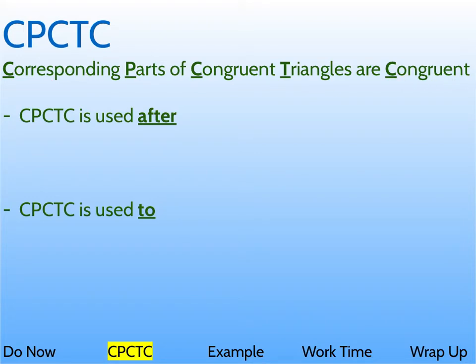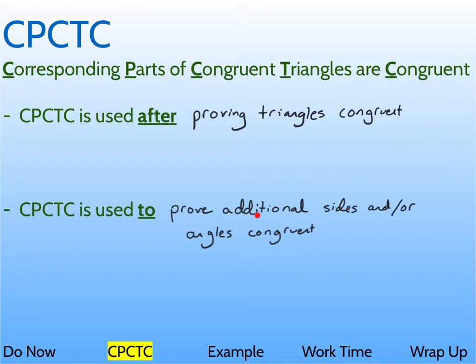So in order to do this, the first thing you need is to actually prove that two triangles are congruent, because you can only use CPCTC if you have these CTs, the congruent triangles. So first you have to prove that the triangles are congruent before you can even think about using this as a reason in your proof. And CPCTC is used to prove additional sides and/or angles are congruent.